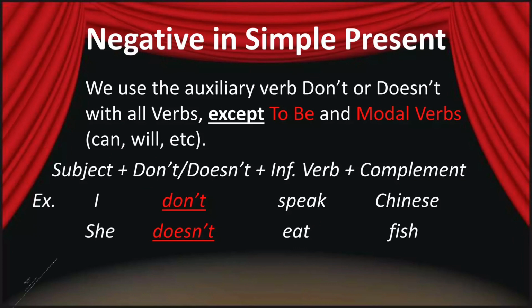To form the negative in the simple present tense, we typically use the auxiliary verb do or does depending on the subject, followed by not and the base form of the main verb. Here's the basic structure: subject plus do or does plus not plus base form of the verb. For example, I do not speak Chinese. She does not eat fish.